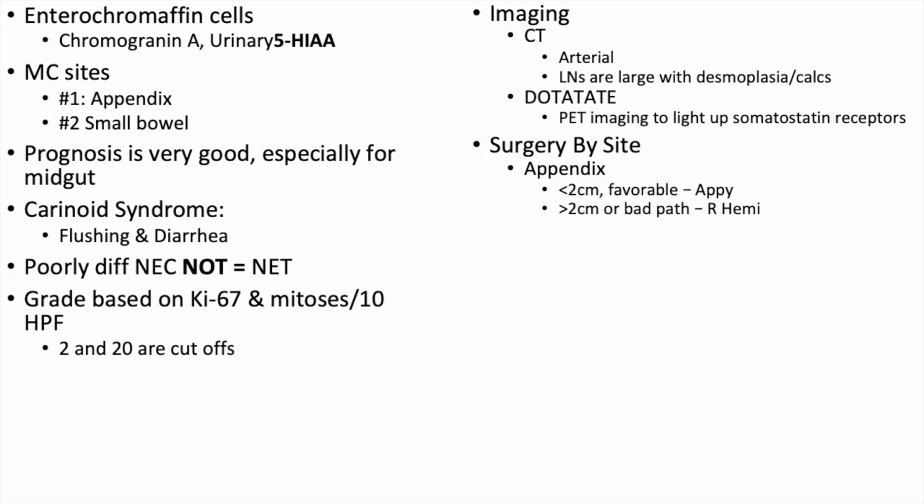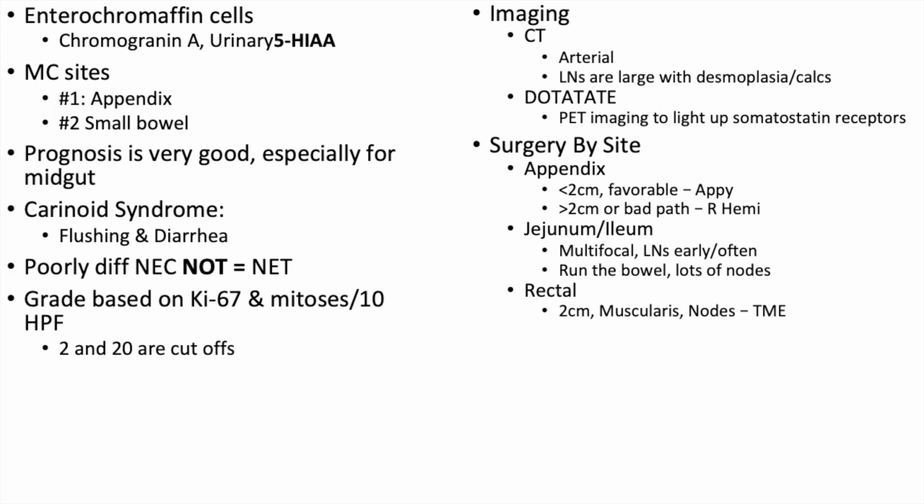Surgery by site, appendix, less than 2 centimeters and favorable, just needs an appendectomy. More than 2 centimeters or bad pathology, needs a right hemicolectomy. Small bowel, we have to worry about multifocal disease. It goes to the lymph nodes early and often. Run the small bowel, look at the nodes, and take a lot of nodes with your resection. Rectal, 2 centimeters, into the muscularis or nodes, needs a TME. Metastatic disease, resect if low morbidity, debulking is okay and somewhat effective.